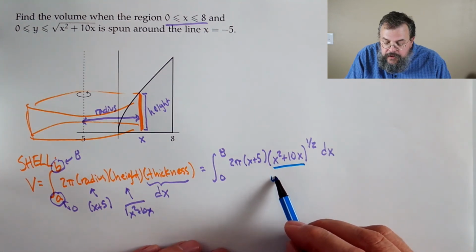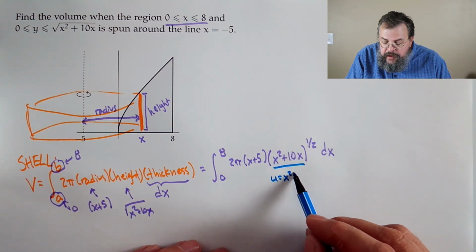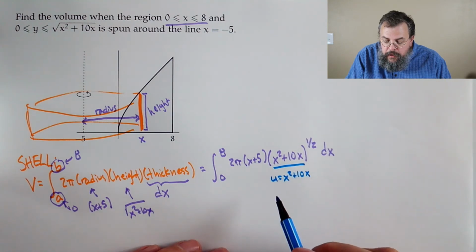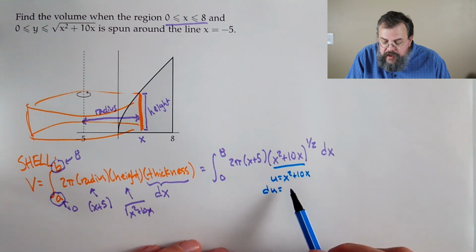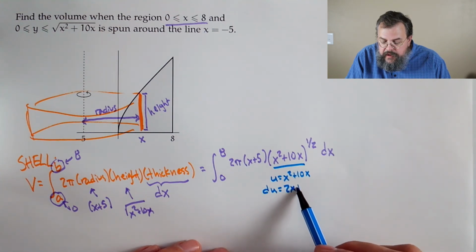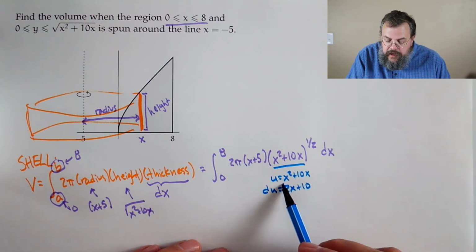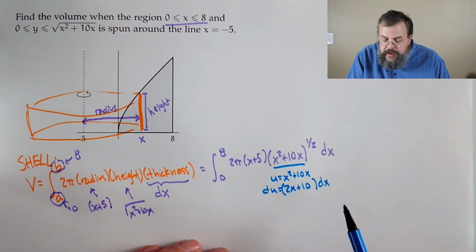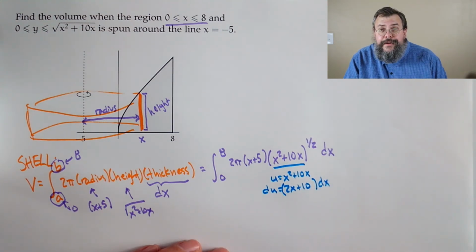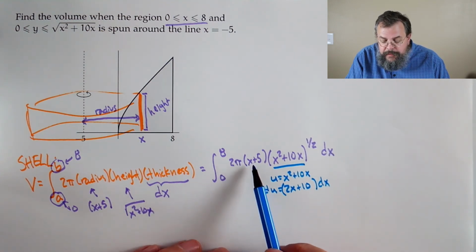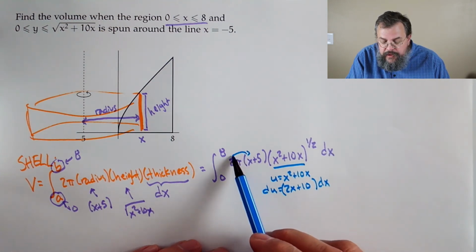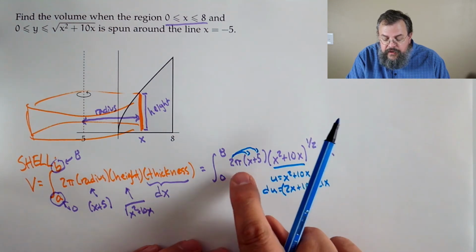So if we let u equal x squared plus 10x, what would du become? Well, the derivative of x squared plus 10x would be 2x plus 10. Okay, now the question is, do we have a 2x plus 10? Well, notice I have 2 times x plus 5. And if you multiply that through, that is 2x plus 10.